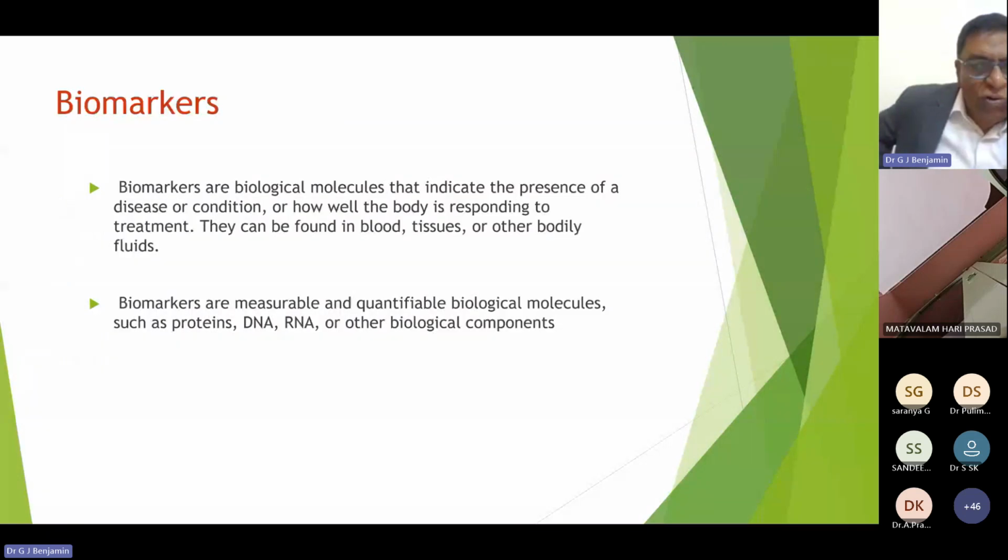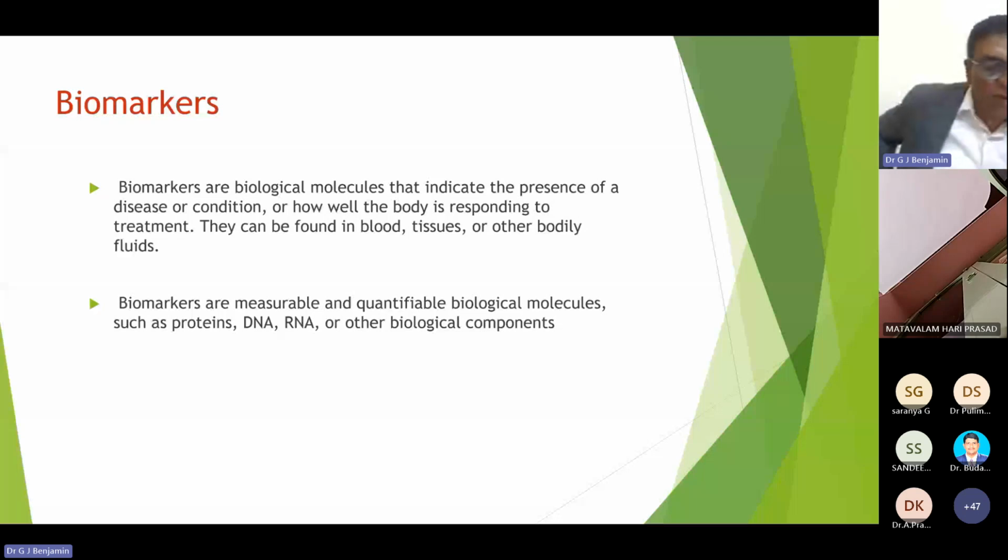Now, when you look at cancer, there are biomarkers. Cancer leaves some biomarkers. Biomarkers are biological markers that indicate the presence of a disease or how well the body is responding to treatment. They can be found in blood, tissue, or bodily fluids. Biomarkers are measurable and quantifiable biological markers such as proteins, DNA, RNA, and other biological components.